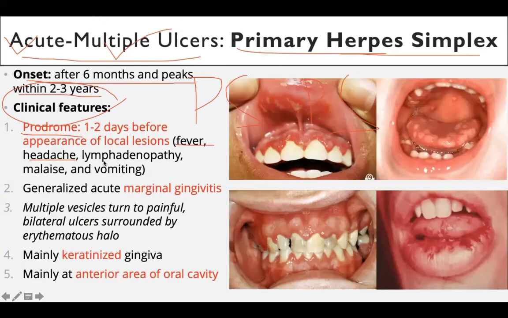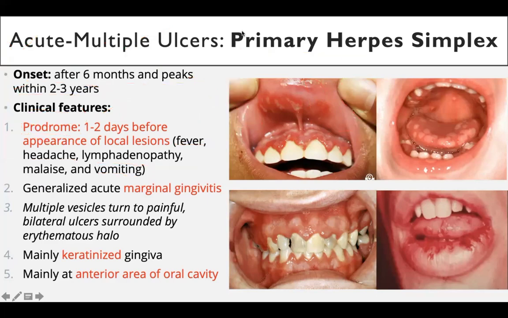Lymphadenopathy, malaise, fatigue, vomiting, nausea. So we have prodromal symptoms or prodromal syndrome or flu-like symptoms, which are 1 to 2 days before appearance of local lesion. Remember, this is acute. We are studying acute. So your main focus should be here, acute. It should be within 1 week, less than 1 week, 1 to 3 days, 2 to 3 days, 3 to 4 days, like that.